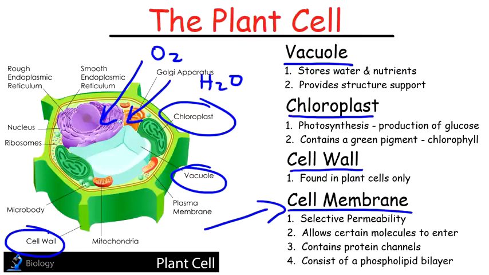And so that's the function of the cell membrane. It's basically like the gate of the cell. It allows some things to enter while blocking the passage of other stuff from going into the cell. So that's basically it for this video.